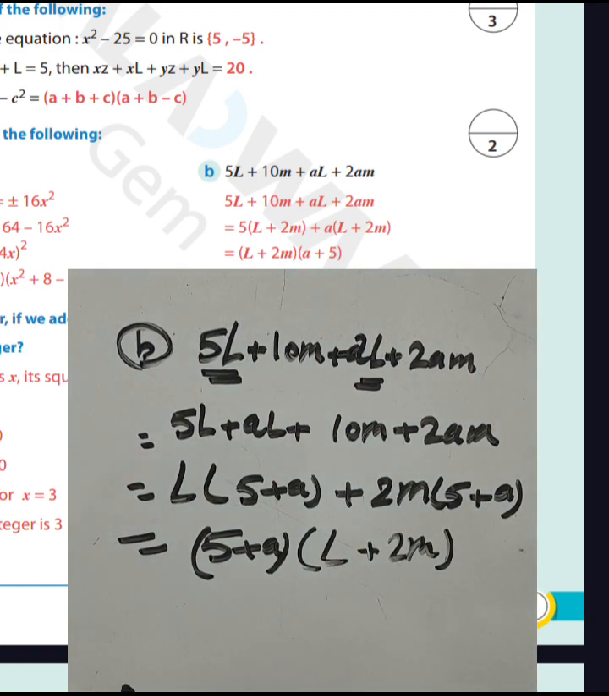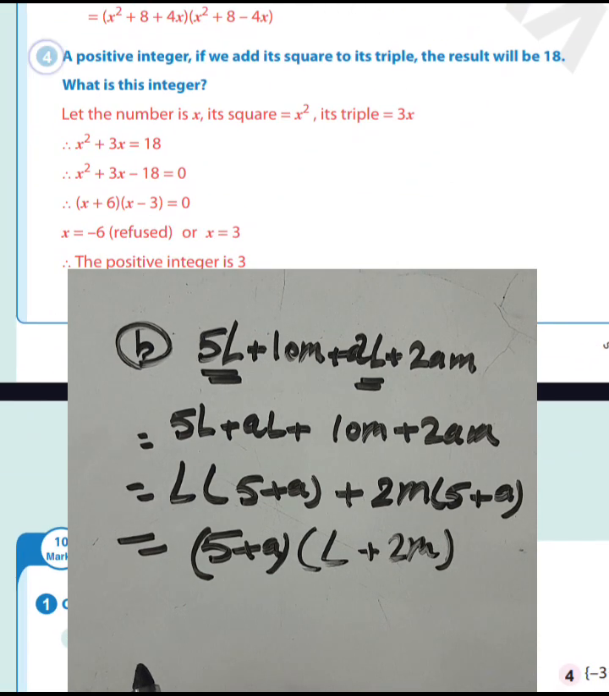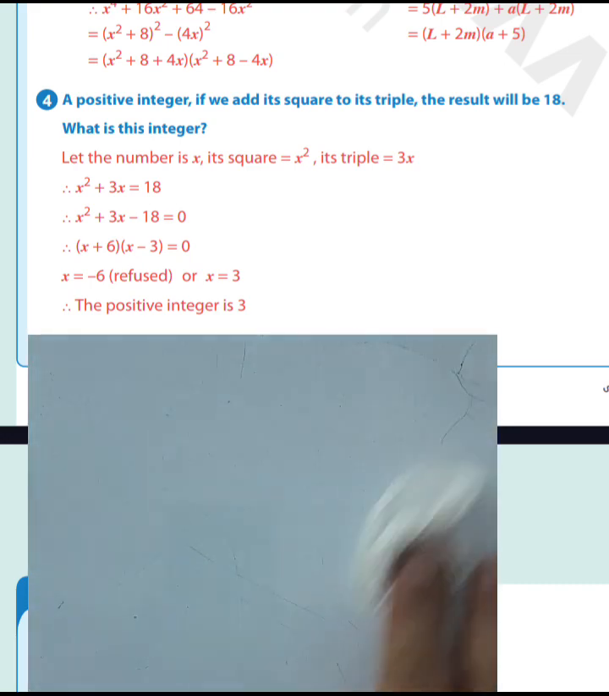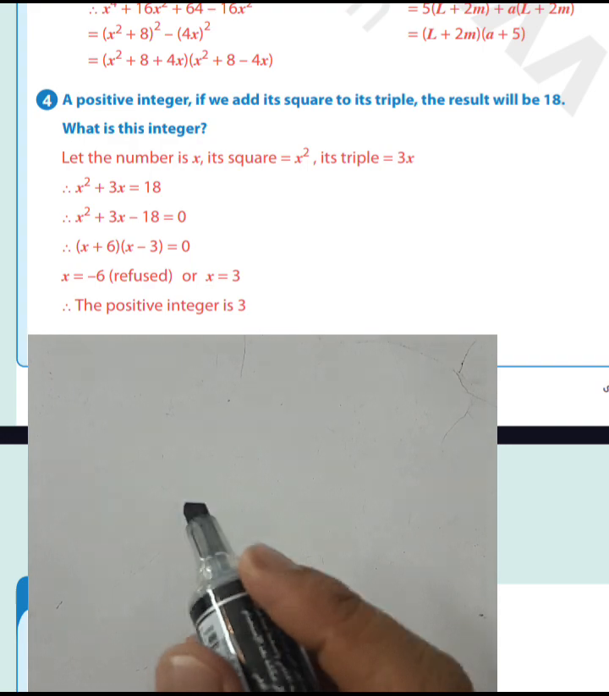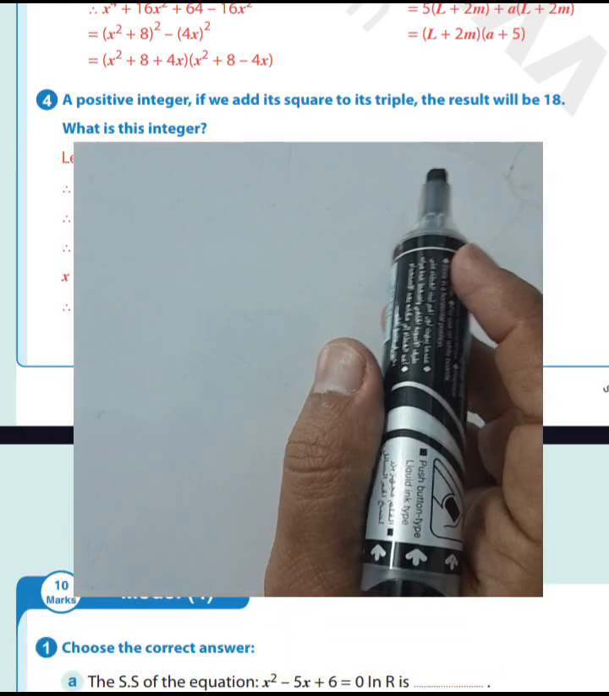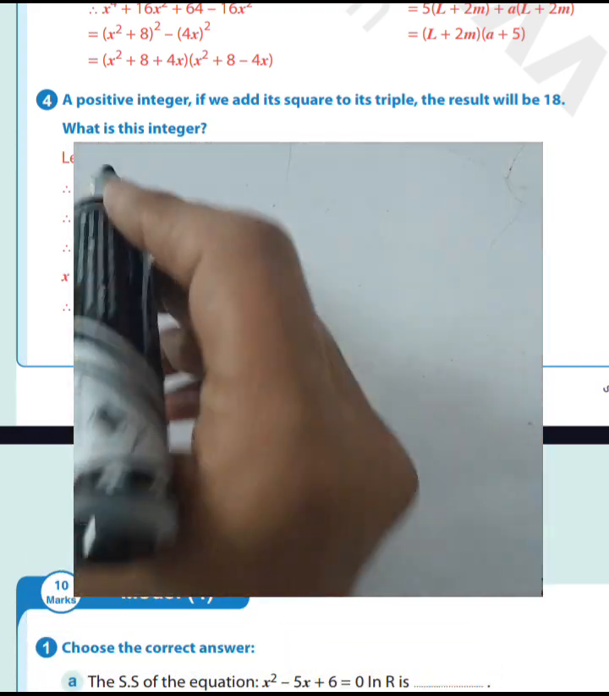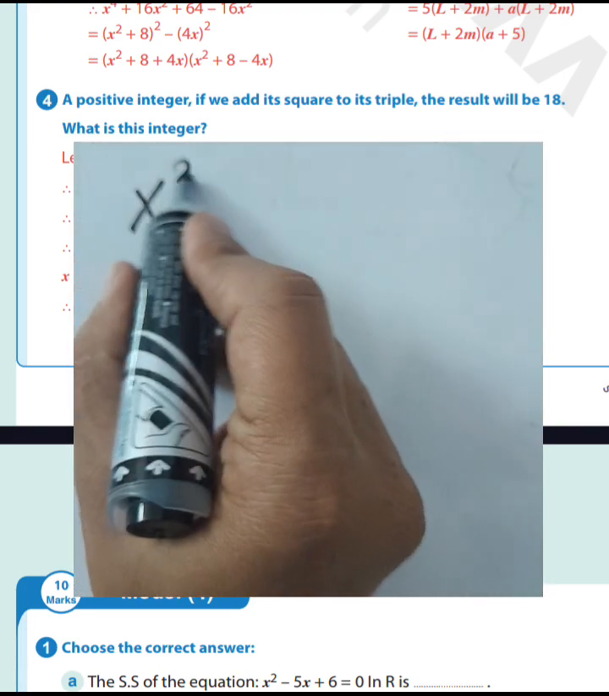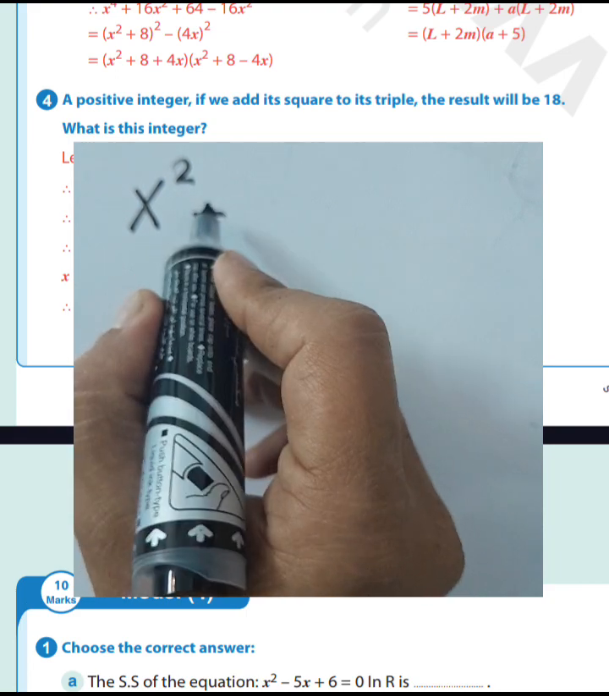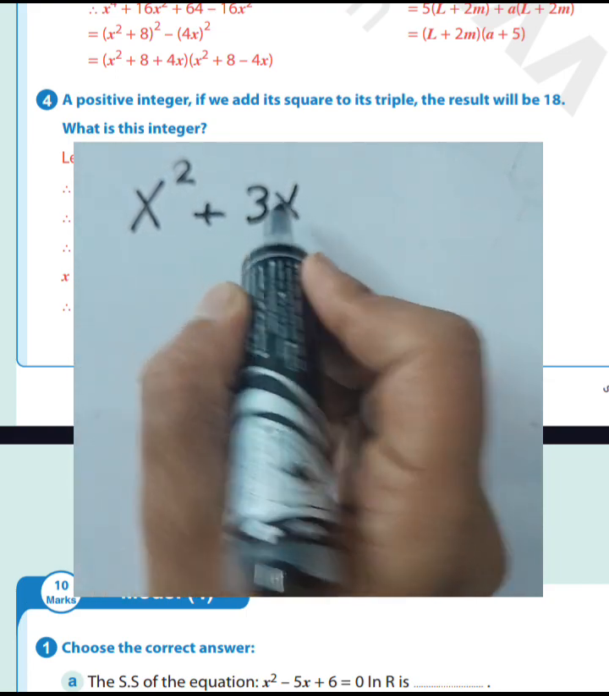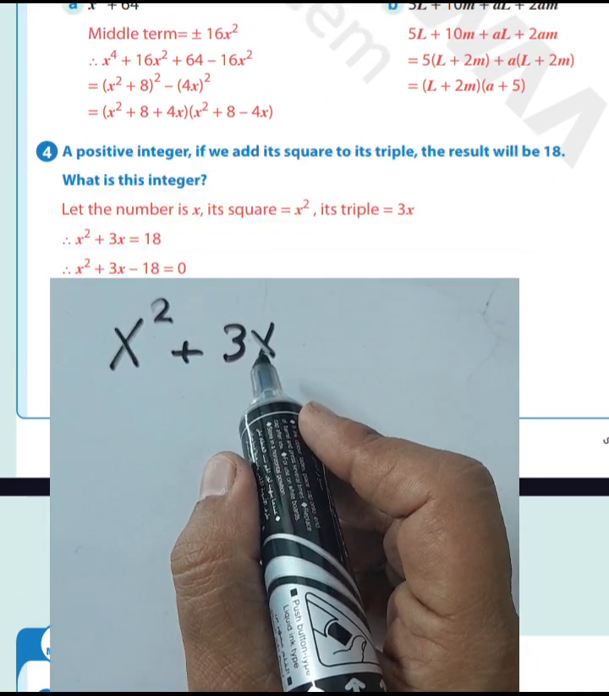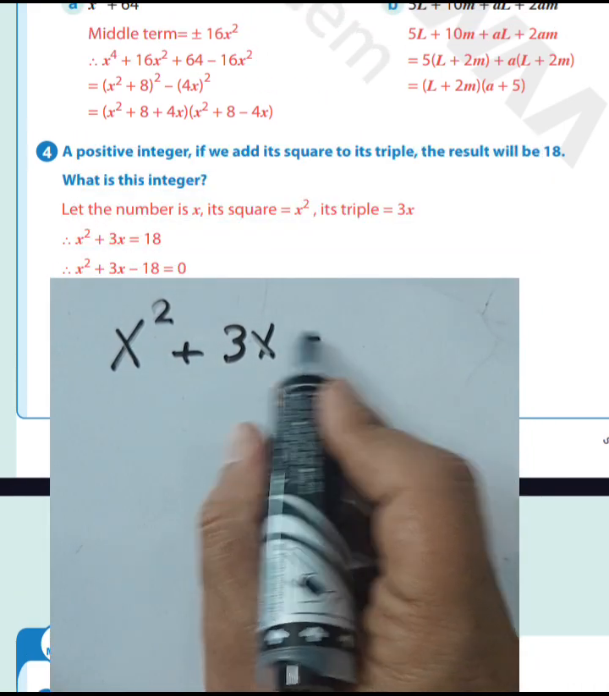Okay, next example, we have word problems here. It tells us a positive integer: if we add its square to its triple, the result will be 18. Okay, if we have an integer, put x as the integer number. If you add its square to its triple, that means 3x. Triple this number means x multiplied by 3. Then the result will be equal to 18.